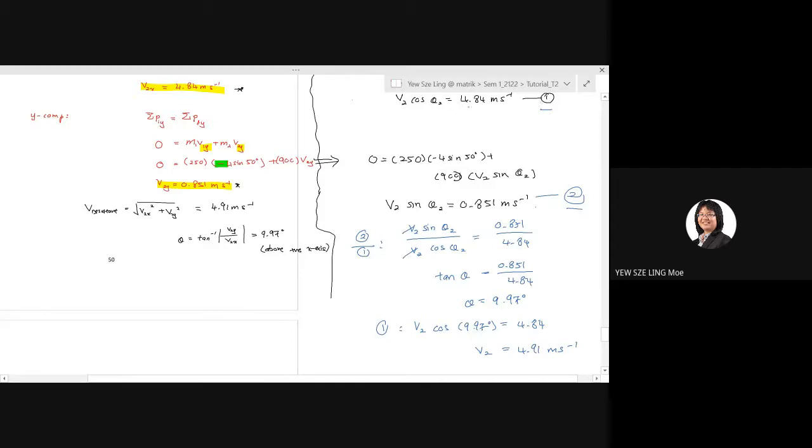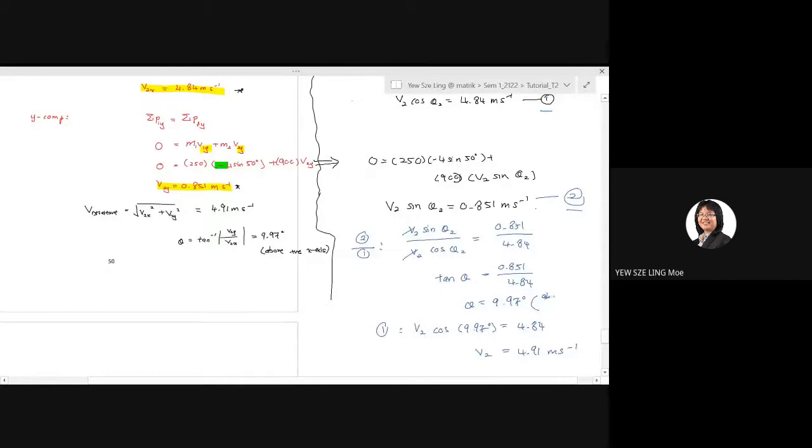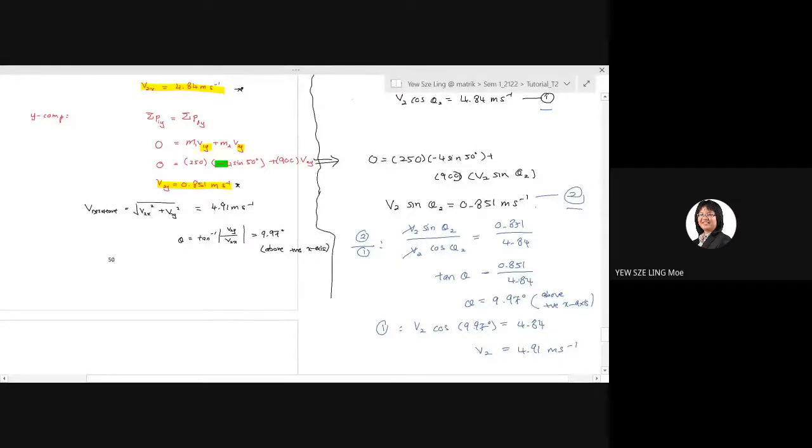V2 cos theta is a positive value. V2 sine theta, again, is a positive value. So we know the angle is above the positive x-axis. Right? Above the positive x-axis.